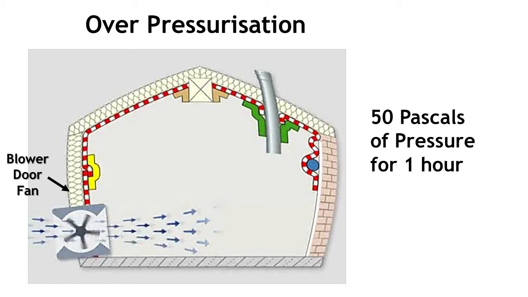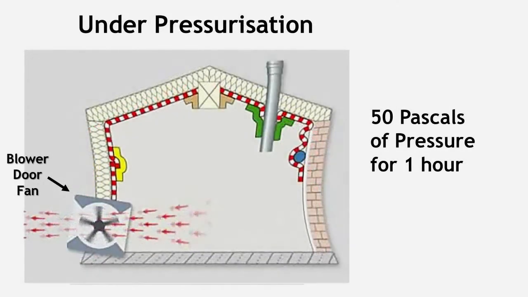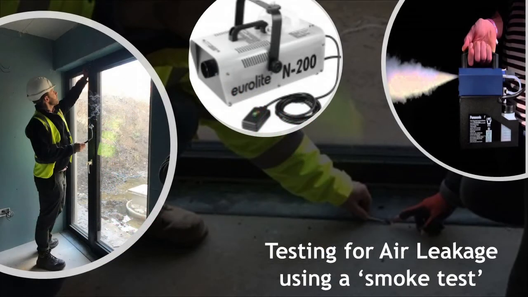The fan is then turned around and the test is repeated, this time testing for underpressurization. 50 pascals of pressure is pumped out of the house. The results of the test are based on the building's capability to maintain this negative pressure. The average of the two tests is then calculated to determine the airtightness of the building.